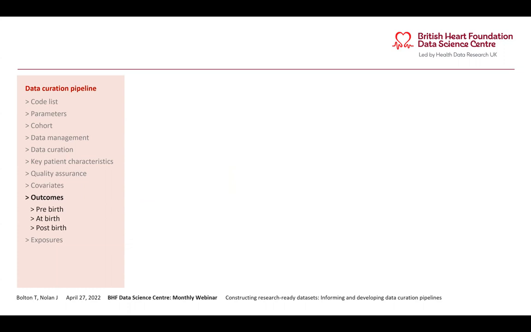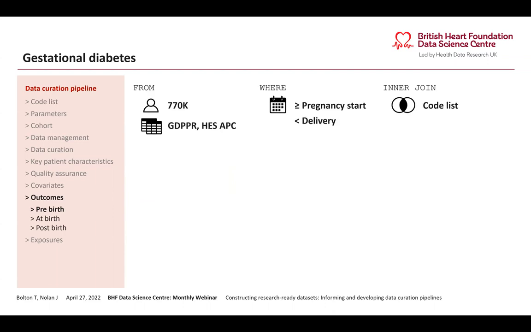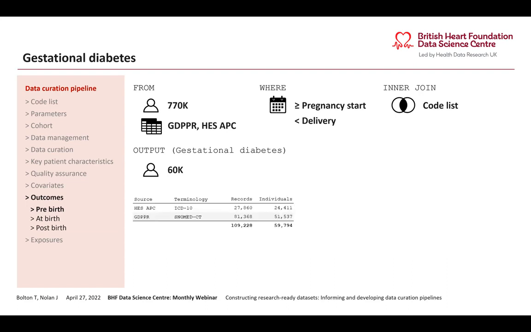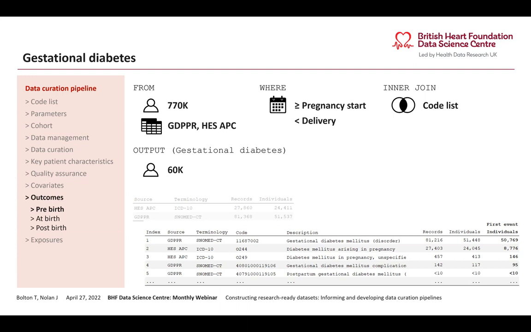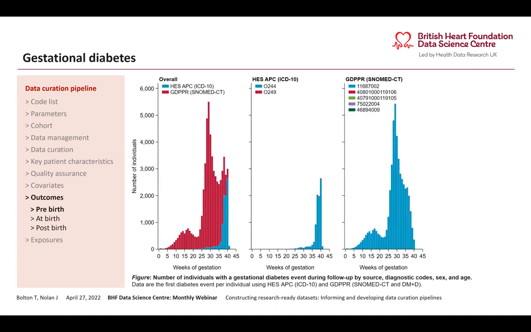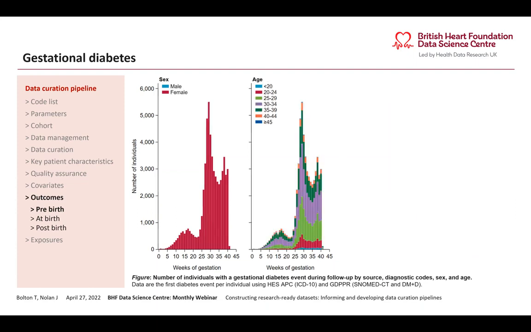So considering outcomes before the birth and taking gestational diabetes, this time we're looking forwards from the pregnancy start date up to the delivery date. And we find almost 60,000 individuals with an event during the pregnancy. We've automatically generated the data source and the code summaries. And you can see that this is largely being driven by 2 codes, one from the GDPPR and one from the HES-APC table. And again, we can look at the distribution over the weeks of gestation now by data source and codes within these, and the key patient characteristics.